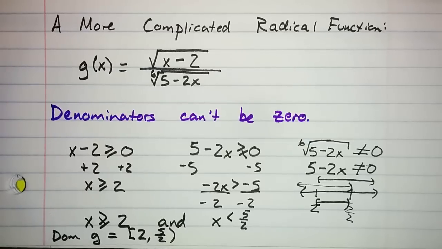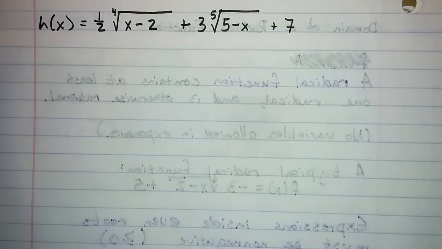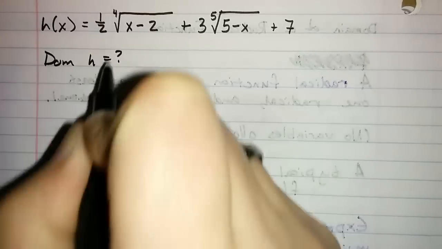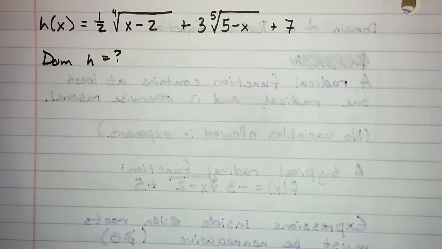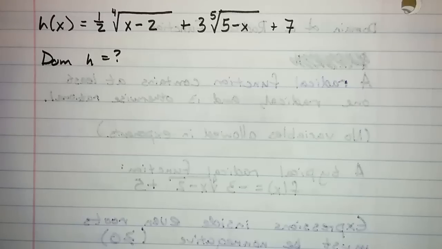I'm going to give you one of these to try, a fairly simple one. So suppose h of x is a half of the fourth root of x minus 2 plus 3 times the fifth root of 5 minus x plus 7. Find the domain of h. And give your answer in interval notation or set builder notation, whichever you prefer. Pause the video and try this now.